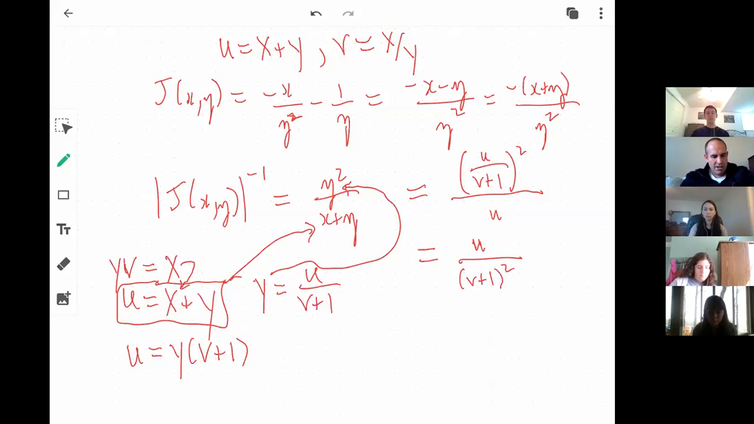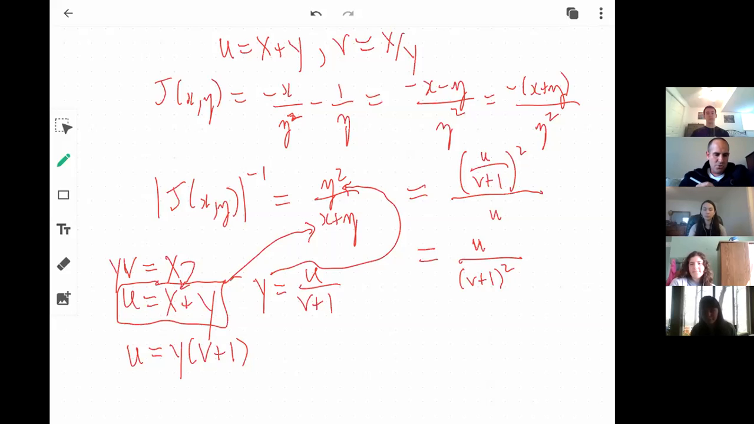I already got rid of the absolute values with the x's and y's in there. Is this thing all still positive? I think so, because v plus 1 squared is positive, correct? And u is equal to x plus y, and both of those things are positive. So I think we're good to go. Know what I mean?